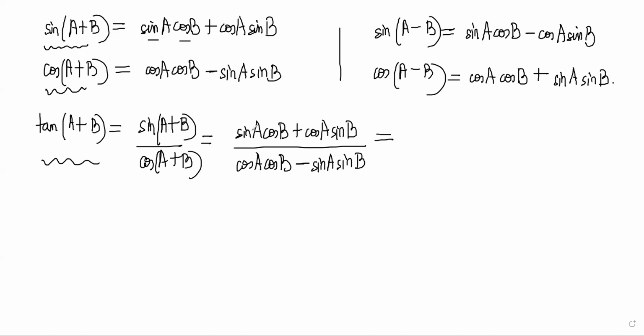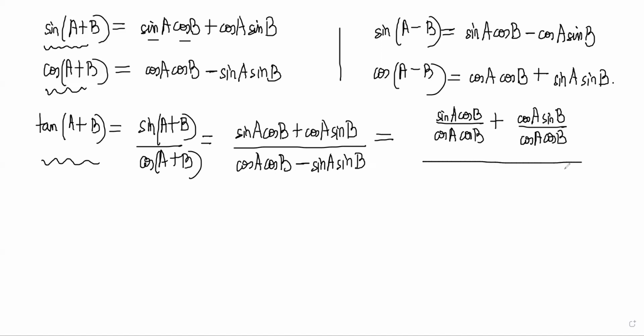So what I will do is divide up and down by cos A cos B. Basically, the numerator I will divide by cos A cos B, and the denominator also I will divide by cos A cos B. So the numerator becomes sin A cos B by cos A cos B plus cos A sin B by cos A cos B, and the denominator becomes cos A cos B by cos A cos B minus sin A sin B by cos A cos B.